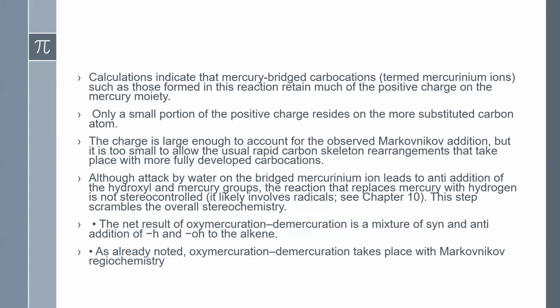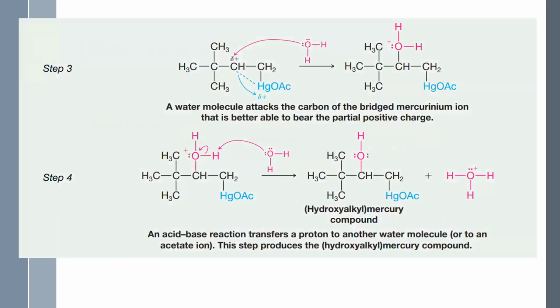So calculations indicate that mercury-bridged carbocations, such as those formed in this reaction, retain much of the positive charge on the mercury moiety. Only a small portion of the positive charge resides on the more substituted carbon atom, and the charge is large enough to account for the observed Markovnikov addition, but too small to allow the usual rapid carbon skeleton rearrangement. So there are no skeleton rearrangements, not the usual one that happens in the oxymercuration process. Although attack by water on the bridged mercurinium ion leads to anti-addition of the hydroxy and mercury groups, this one is the anti-addition.